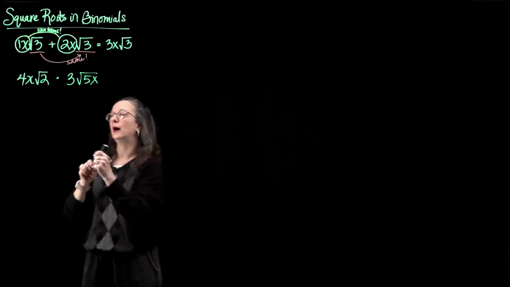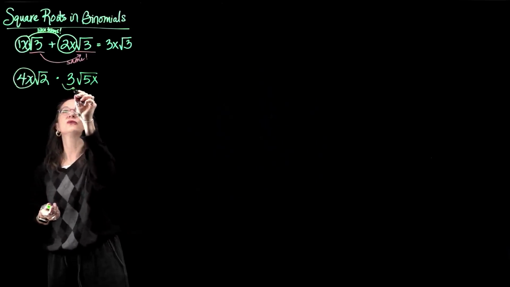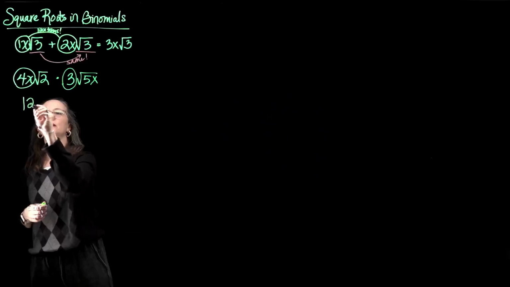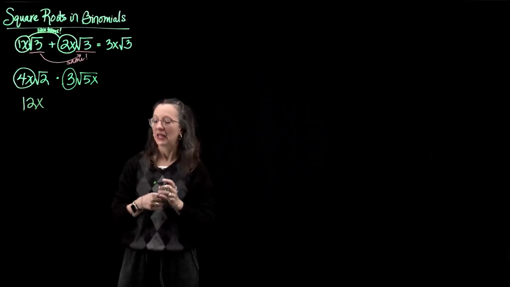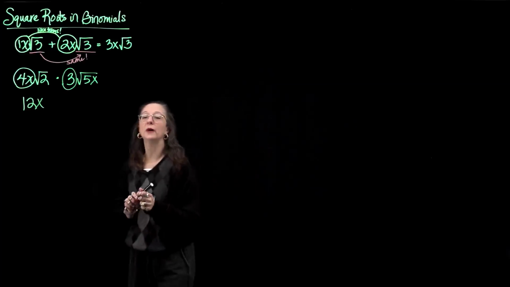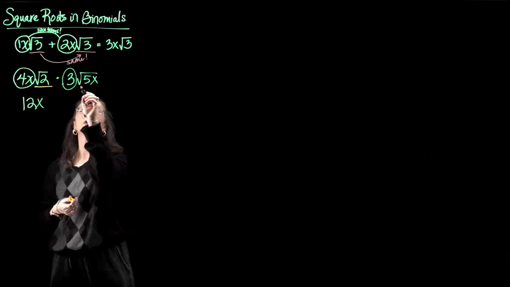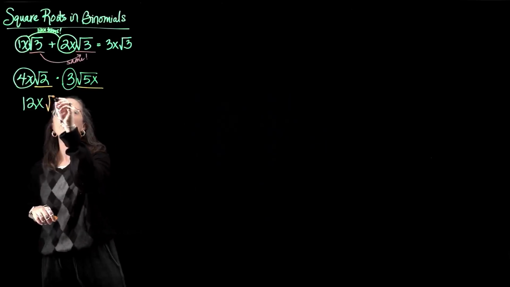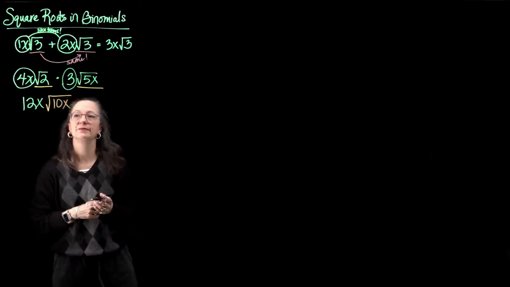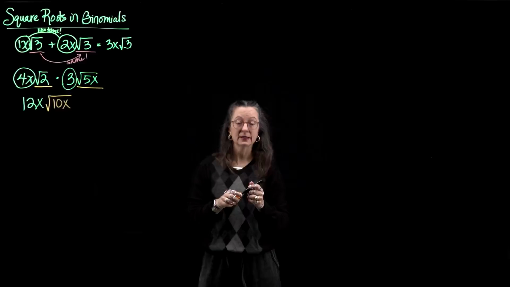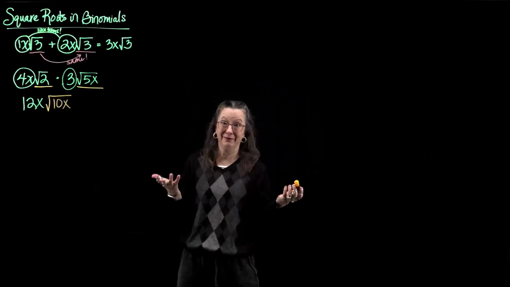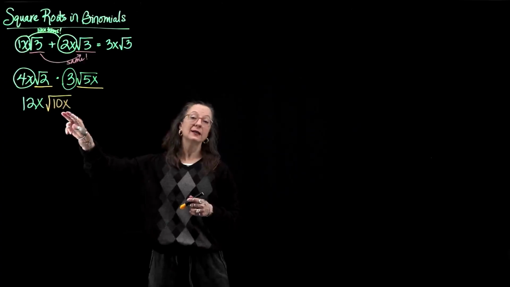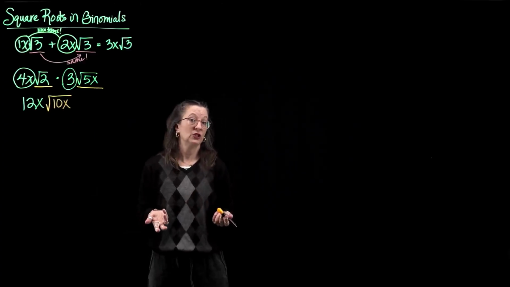So I'm going to group up these coefficients on the front, the 4x and the 3, and I'm going to multiply them together to get 12x. And then second, I'm going to group up the square roots, square root of 2 and square root of 5x. I'll multiply them together to get square root of 10x. Now, I want to check that 10x and see if I've maybe made a perfect square in there when I did that multiplication. I could have. 10x can't be simplified, but it's something we always want to check.